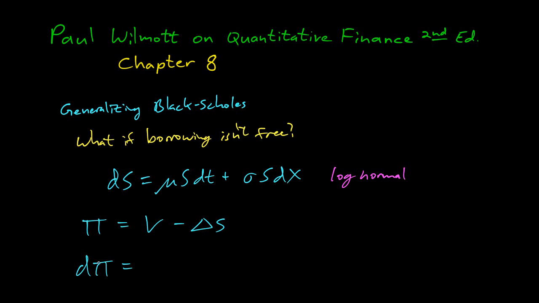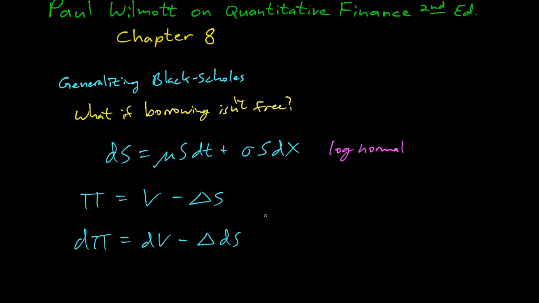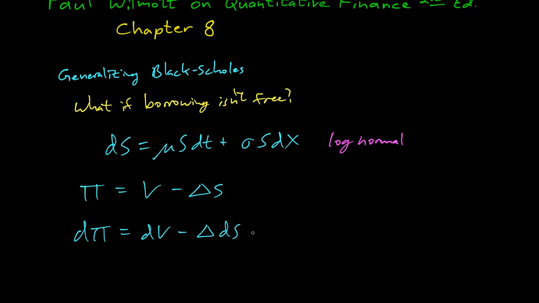Now the equation that describes the change of our position is going to be dV minus delta dS, except this time there's going to be more. We're going to have to pay interest here. So there's going to be a minus r. r is going to be our interest rate we pay as we borrow stock. And then it's going to be the max of 0 and delta S dt.